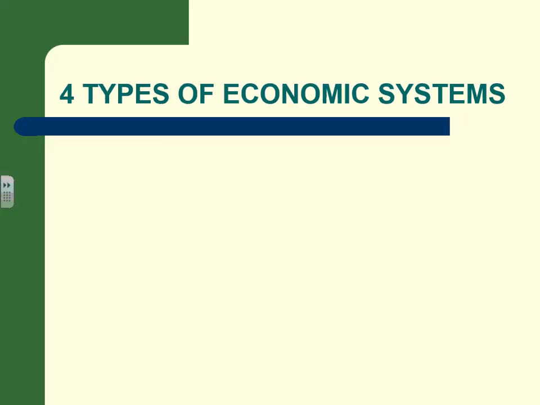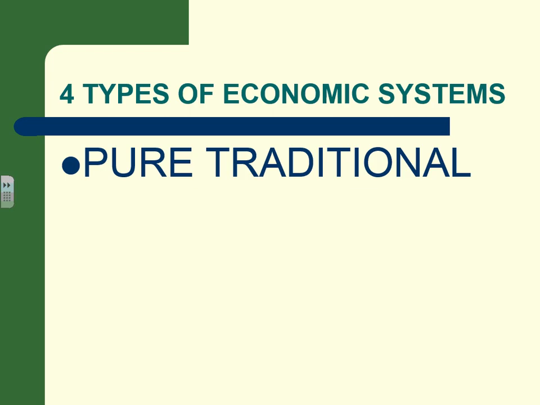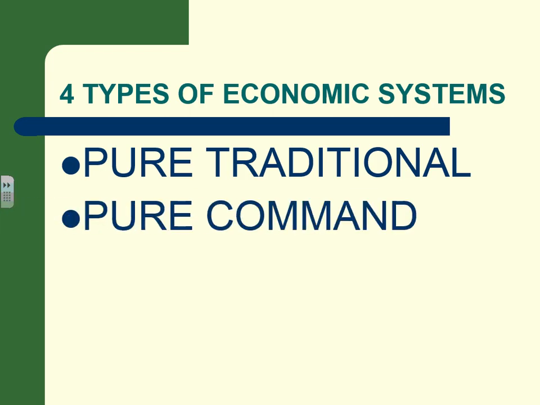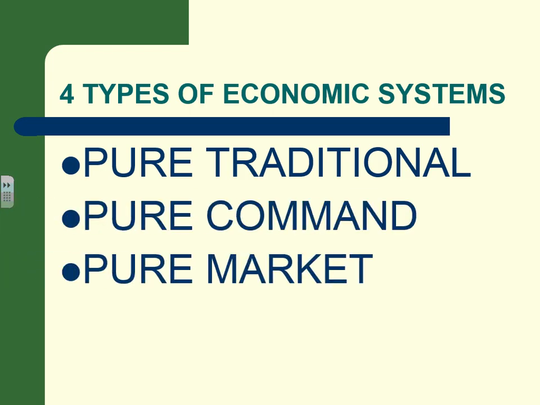Depending on what source you're looking at, they have either 3 types or 4 types or even 5 types of economic systems. But usually in a classroom, we discuss 4 basic types of economic systems. There's a pure traditional, pure command, and pure market. And note that the word pure is in front of it, and maybe that's different than some of the texts.